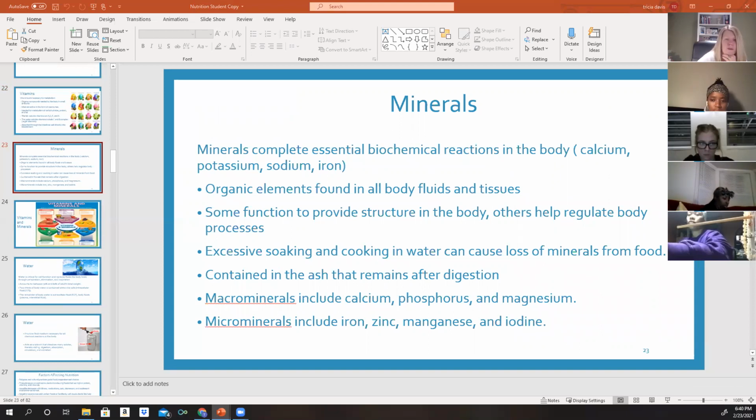Minerals. So minerals complete essential biochemical reactions in the body. So these are our calcium, our potassium, our sodium, and our iron. They're inorganic elements found in all of our body fluids and our tissues. Some function to provide structures in the body. Others help to regulate certain body processes. Excessive soaking and cooking in water can cause the loss of minerals from certain foods.